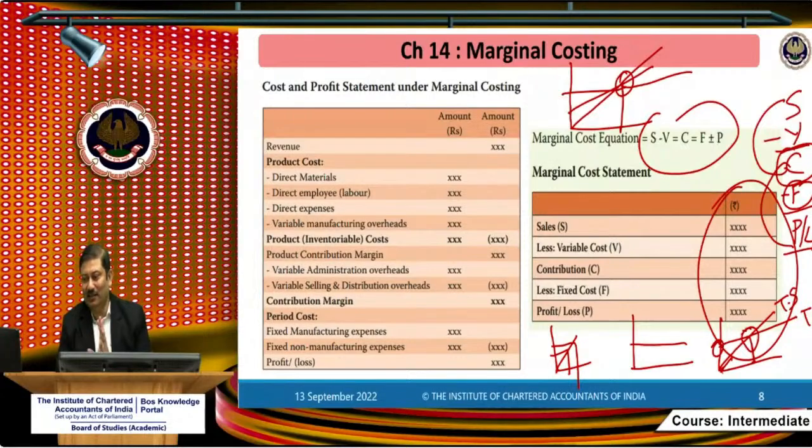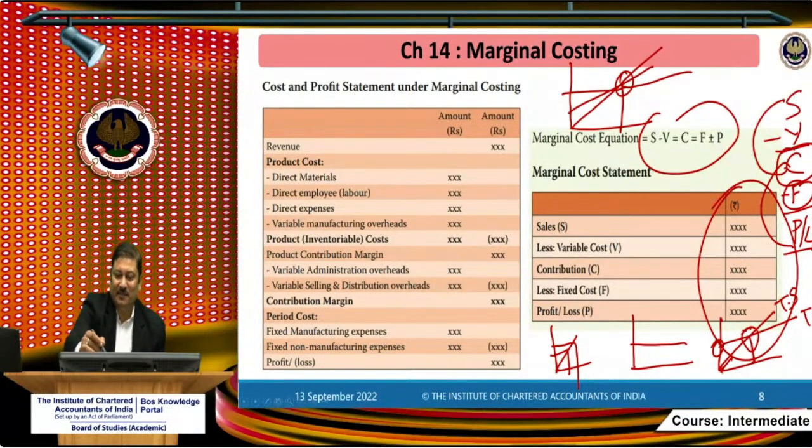Very good answer given by Sandeep, Roshni, and then Dhalakshmi. I'm unable to pronounce the name. 725330 is the registration. I am unable to pronounce your name, beta.